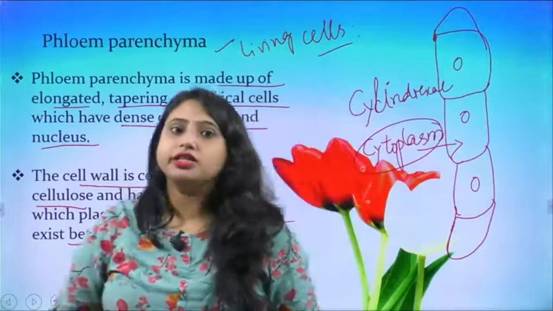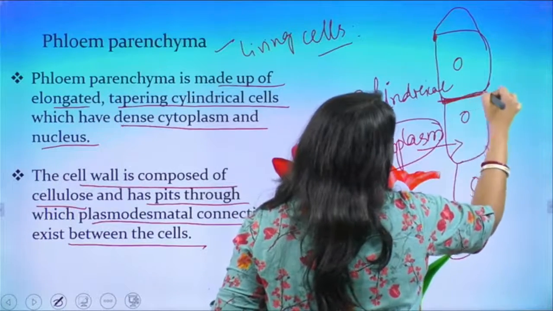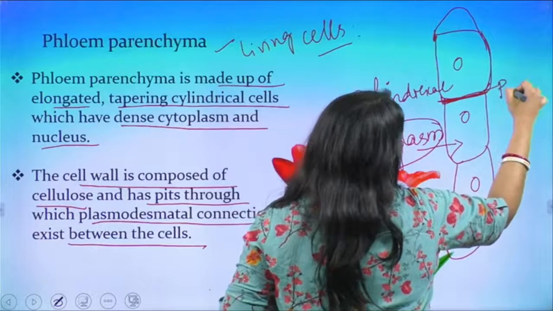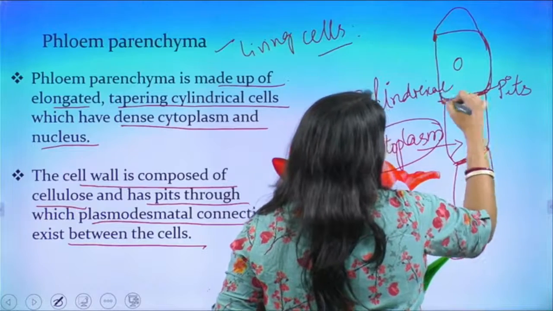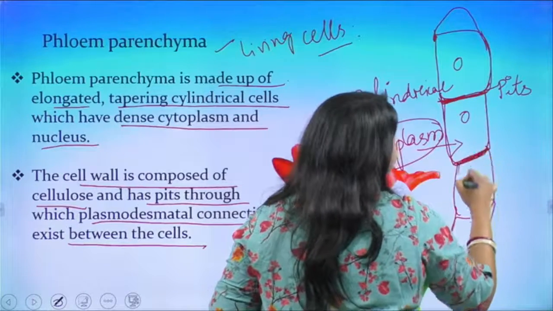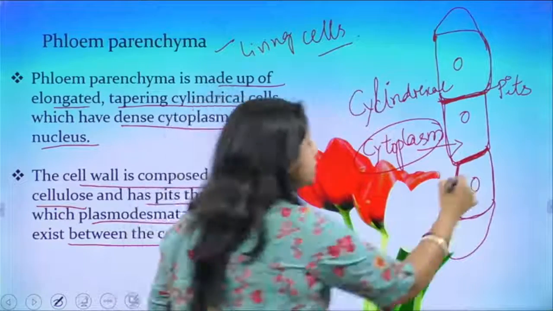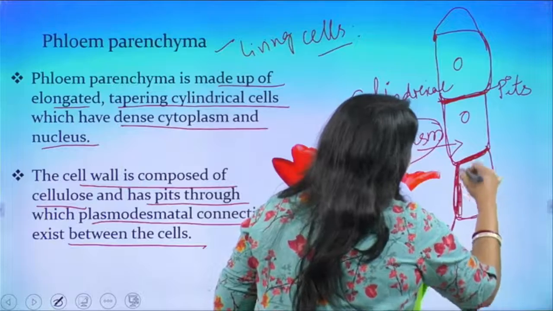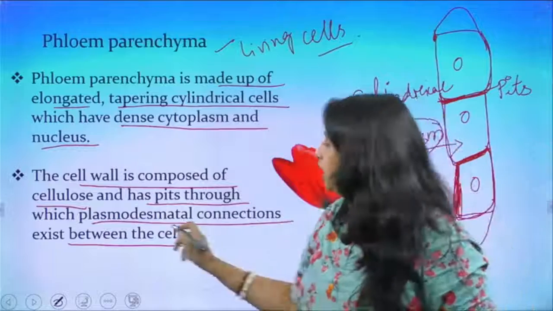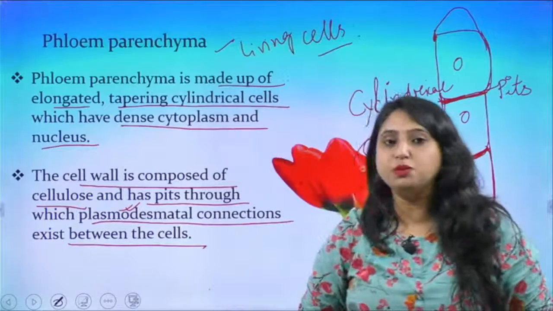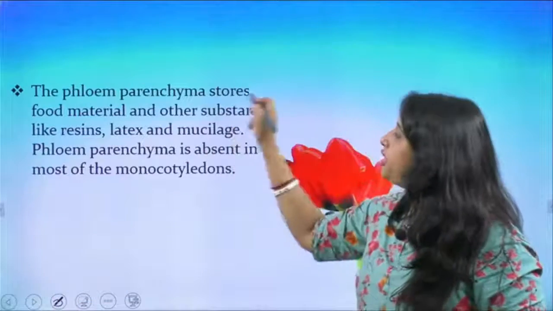So their cell wall is composed of pits, okay? So this cell wall, somewhere it has got pits, through which, with the help of your plasmodesmata, the cells can connect to one another. So as you know, plasmodesmata helps in joining the cells, okay? Next, let us see the phloem parenchyma.